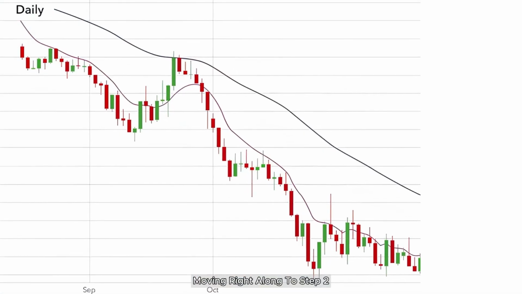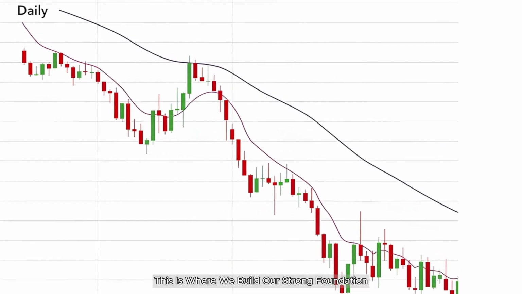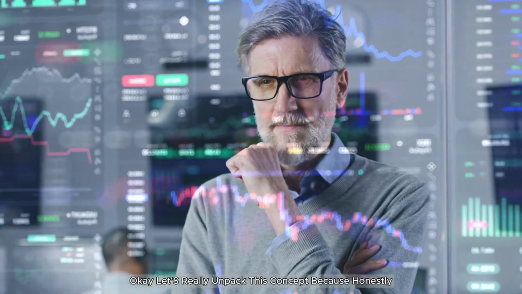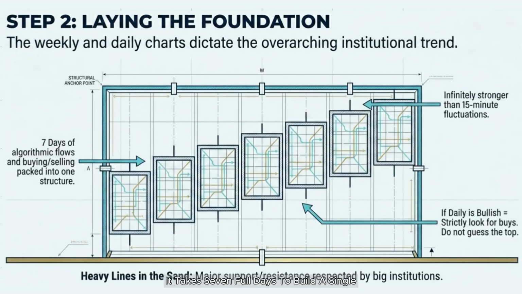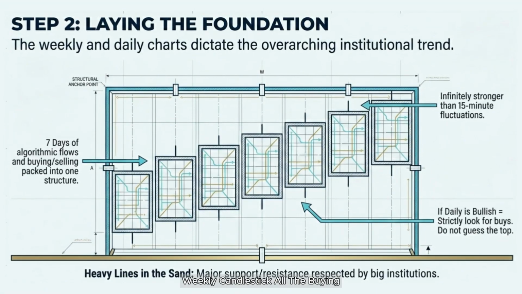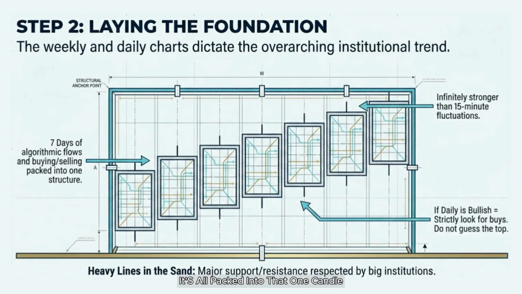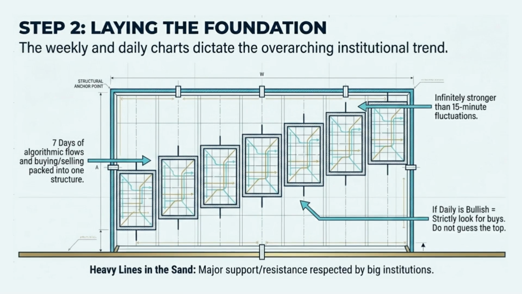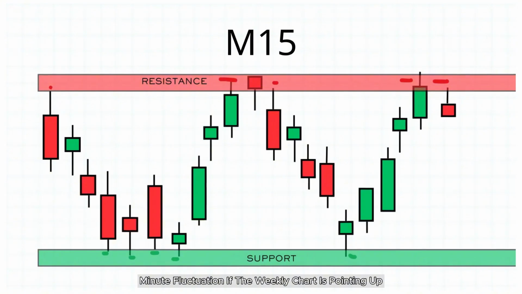Moving right along to step 2, the higher time frame. This is where we build our strong foundation. Let's really unpack this concept because honestly, it is the absolute secret to consistency. Think about it. It takes 7 full days to build a single weekly candlestick. All the buying, all the selling, the breaking news, the algorithmic flows over a whole week, it's all packed into that one candle. That makes its structure infinitely stronger and more reliable than some random 15-minute fluctuation.